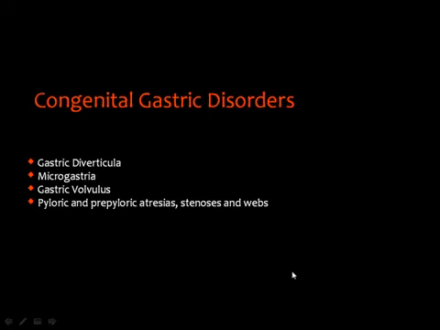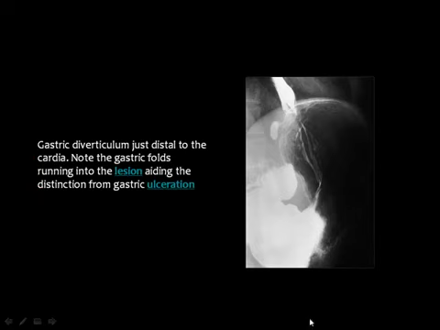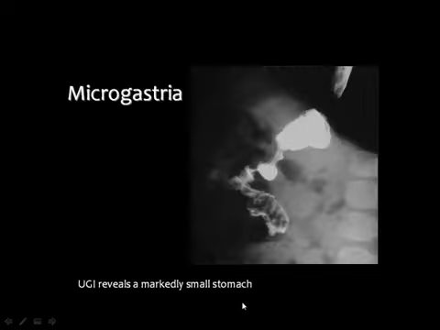The congenital gastric abnormalities will include diverticuli, microgastria, gastric volvulus, and the atresia affecting the pyloric region or the pyloric area. Then this is a simple example of a gastric diverticulum, which is clearly different from gastric ulcer, considering that normal mucosa is going inside the diverticulum itself.